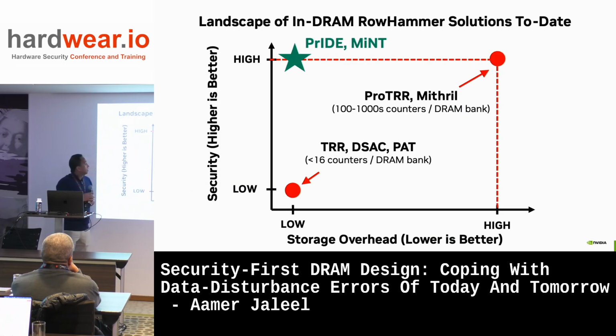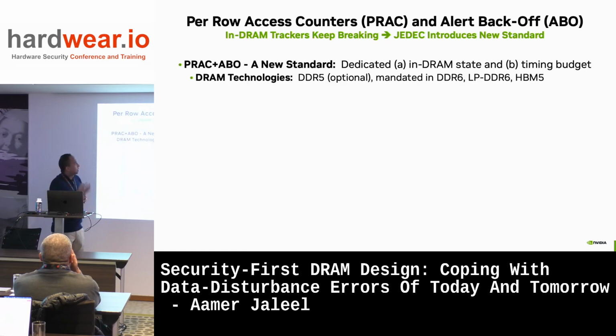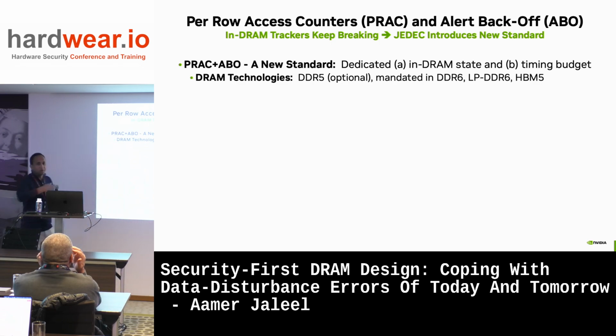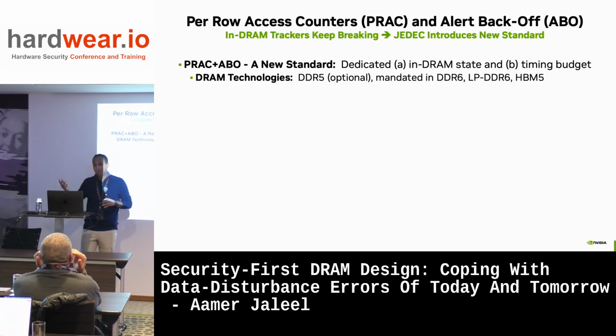We've done this work to go about taking a security-first approach and designing a low-cost tracker about the same size or lower than TRR that is in products and get high security. Okay, so we've been doing all of this work, and around this time that we had presented or wrote up MINT, JEDEC was sick and tired of all of these RowHammer trackers getting broken. So a new standard has been introduced, right?